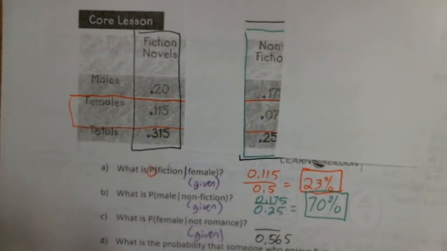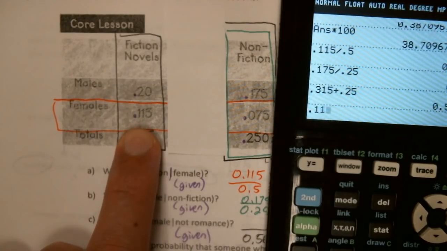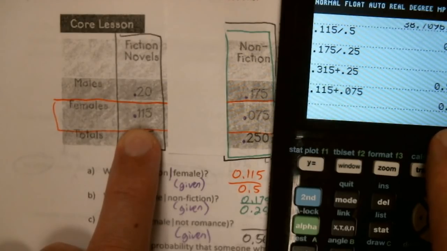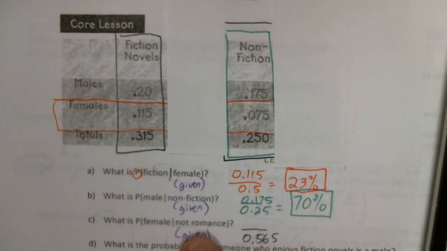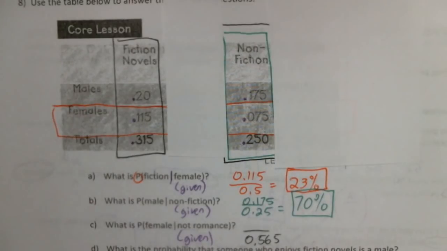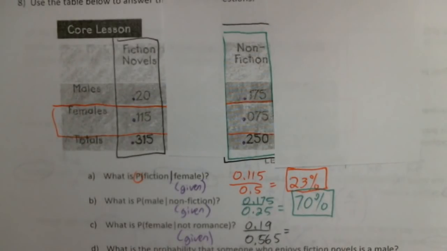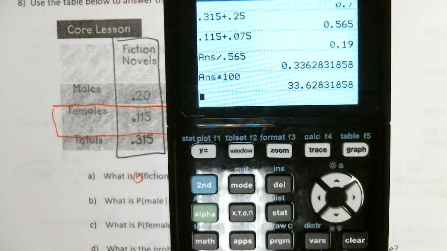Okay. Now we've got to add up the females in both columns. We've got to add the 0.115 and the 0.075. If my camera will come back to us. Okay. I've got to add both of these numbers. That's all the females. 0.115 plus 0.075. Those are all of the females that are non-romance readers. Okay, so I got to put this number on top, 0.19, and type that into my calculator. That gives me that number times 100%. That gives me 33.6%.